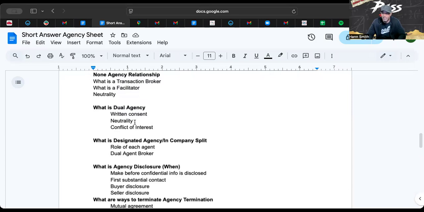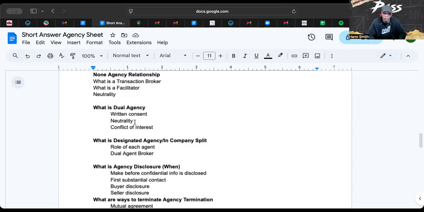That's just cut and dry, and it's really just common sense. If you're representing two people, it's very hard, number one, to represent two people. But if you are, you want to keep their information confidential. You don't want to be telling one party's confidential information to the other party, and you want to avoid any conflict of interest with dual agency.